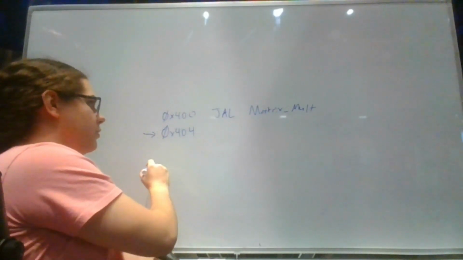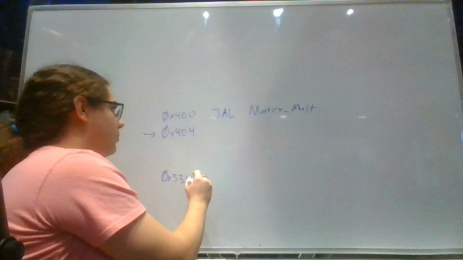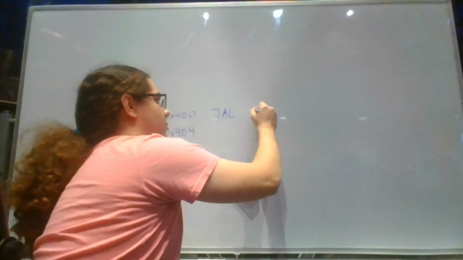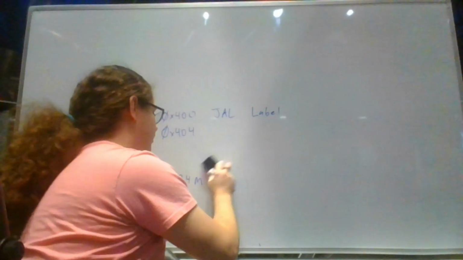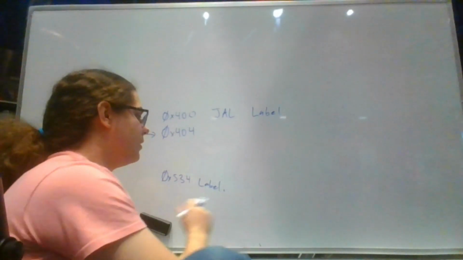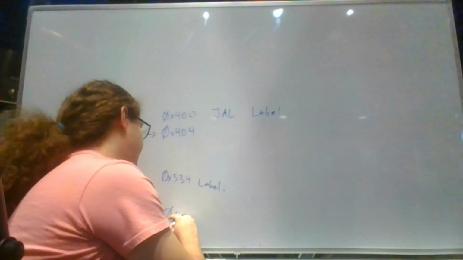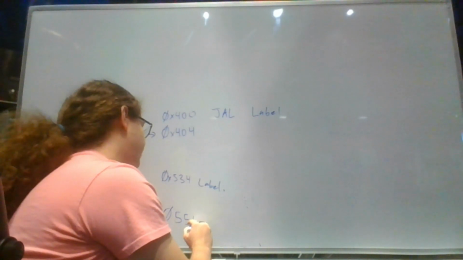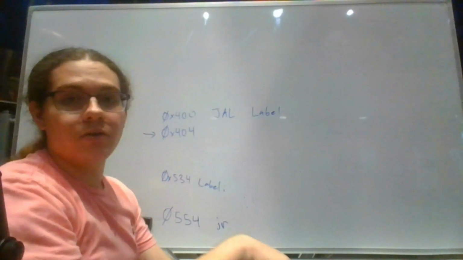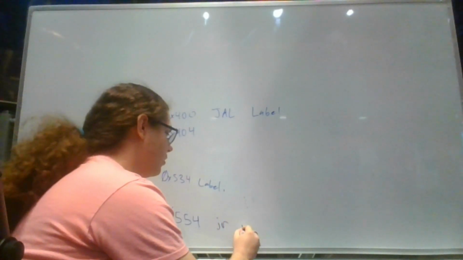Okay, so here's what I'm going to do. I'm going to say hex 534, I'll just make it easier for me, label. And then do some stuff. And then maybe down here, hex 554. You say JR. And I'm going to return to the address given to me by RA. So I'd say JR RA.